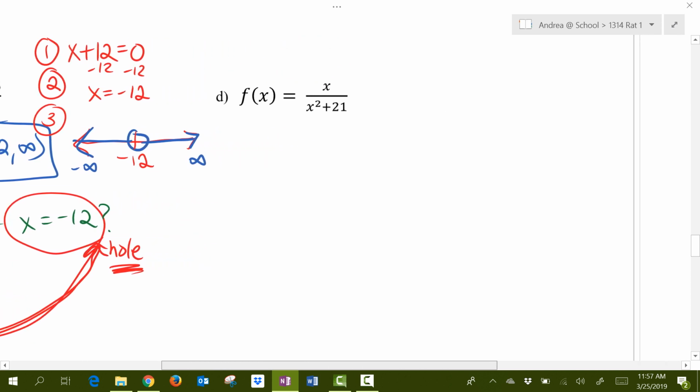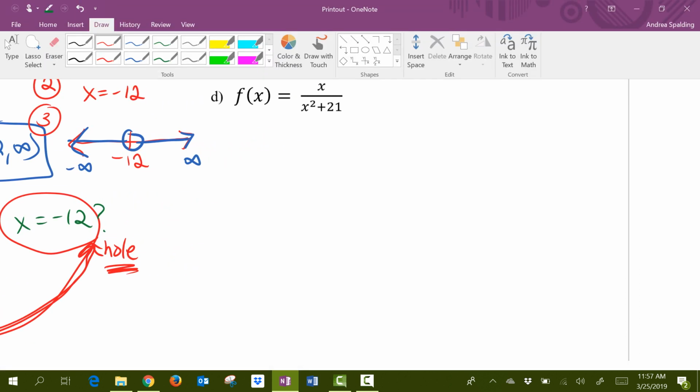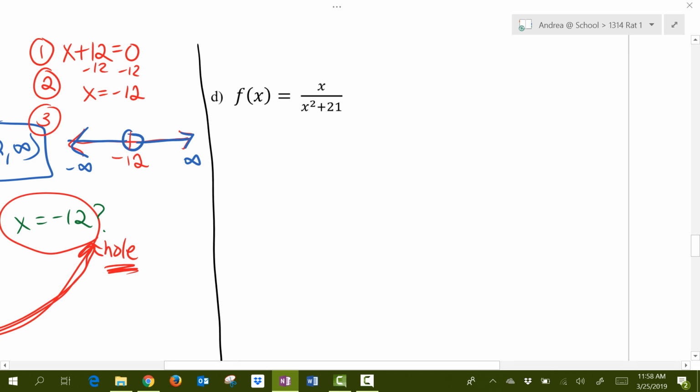Okay, for our last example, we're asked to find the domain of the function and then determine if we have any x values that are excluded from the domain. Do we have a hole or a vertical asymptote there? So we're going to find the domain of the function. In order to do that, we will take the denominator, set it equal to 0, solve for x.